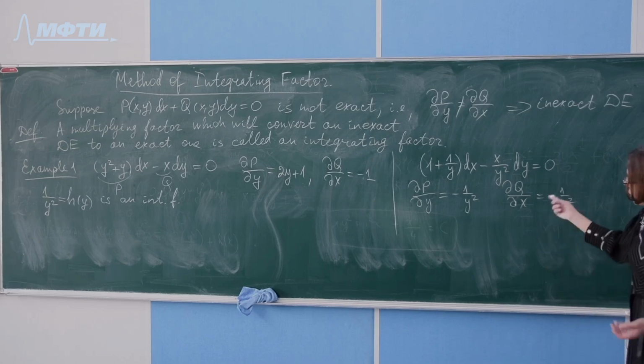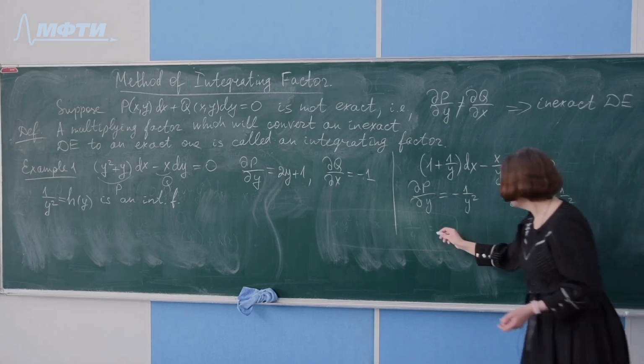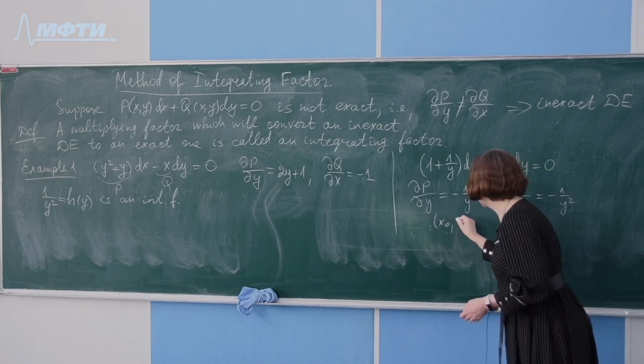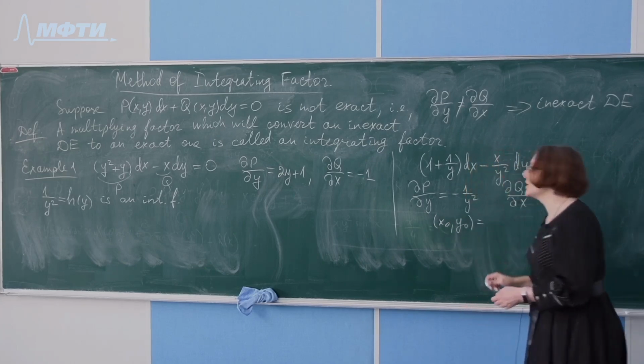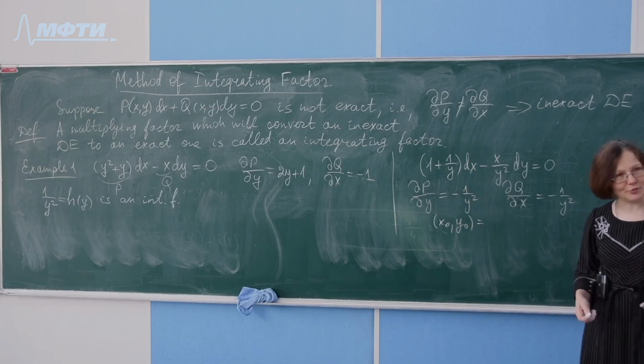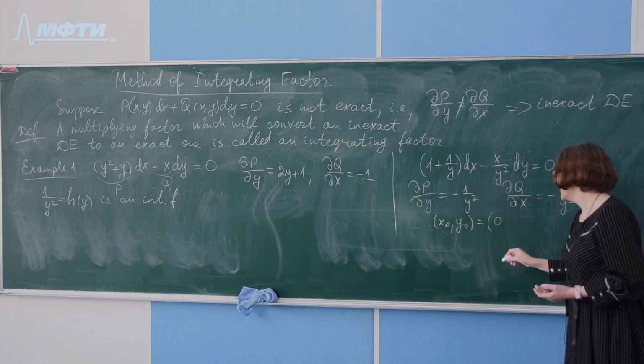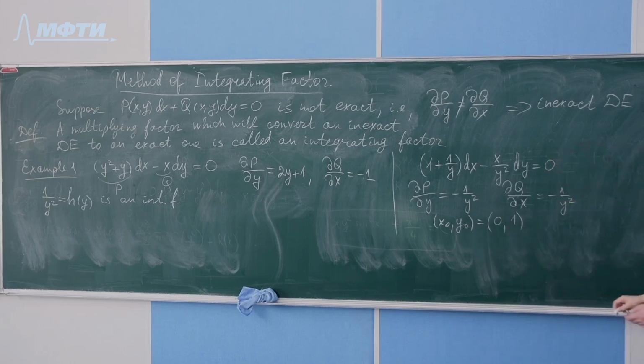Right. And so we can solve it. Let's do this. Let (x0, y0) be... y cannot be 0, so I will choose the point to be (0, 1). Let it be 0 and 1.